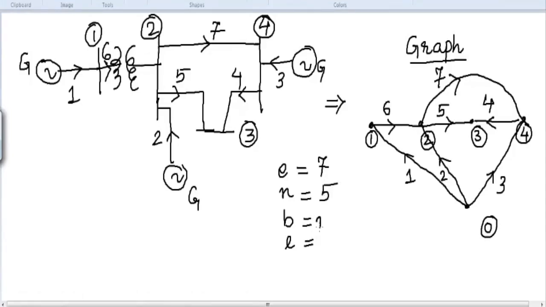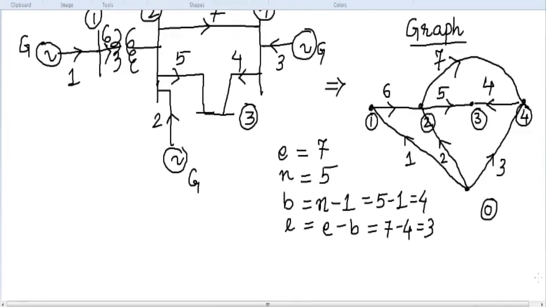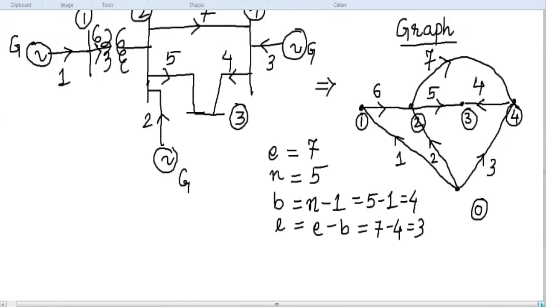Then what about branch? We have branch formula as n minus 1. So n minus 1 means 5 minus 1, that is 4. So total there should be 4 branches. Okay. What about link? We have E minus B, that is 7 minus 4, that is 3. So in short, what we can say is there should be total 4 branches and there should be total 3 links. Now it's a big challenge for us to decide which elements to be considered as branch and which elements to be considered as link.